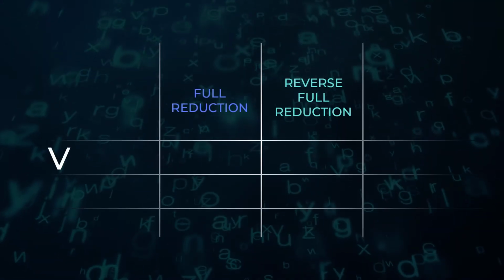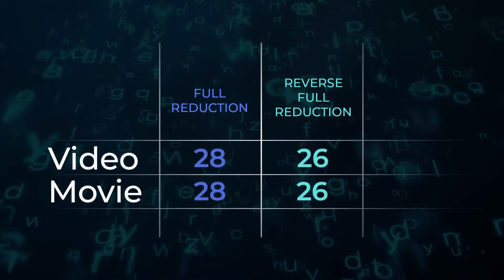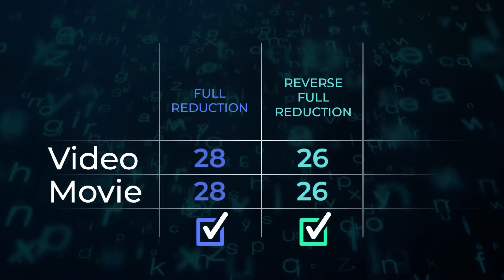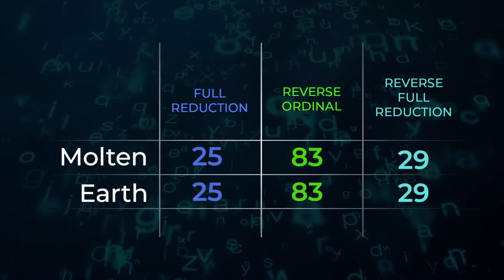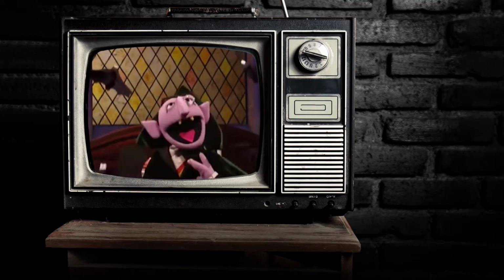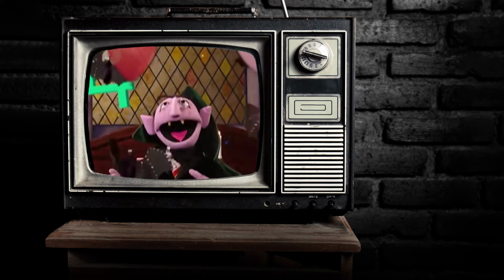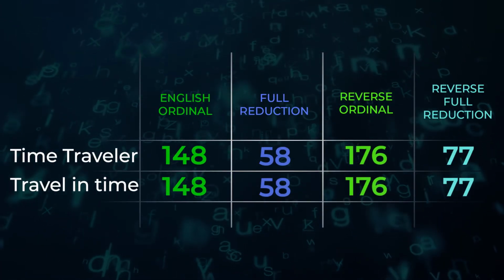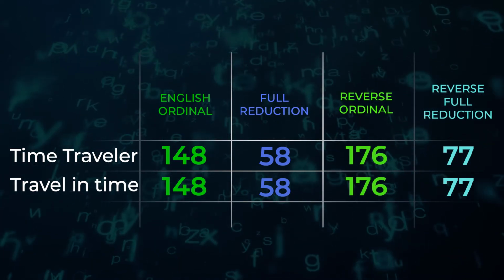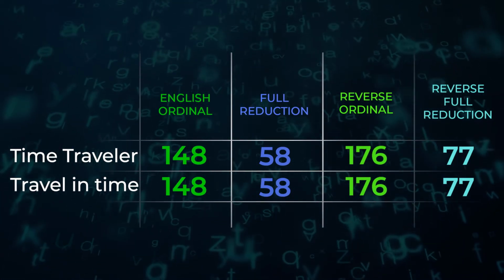Stronger connections are matched across multiple ciphers, like the words video and movie, which share the same numbers in 2 ciphers. Molten and earth match with 3 of the same ciphers. What about 4 ciphers? The number of the day is 4. Time traveler and travel in time match on all 4 ciphers. That is a strong match right there. How many ciphers do you and I match on? 3 ciphers. Our first and last names match 3 ciphers, so that's a pretty strong match.